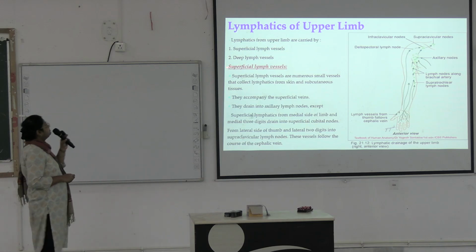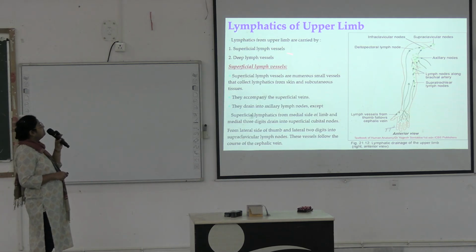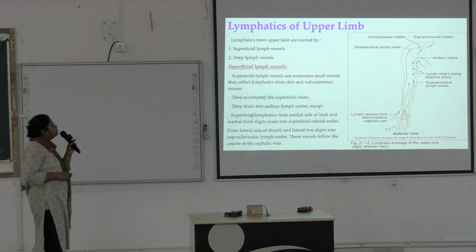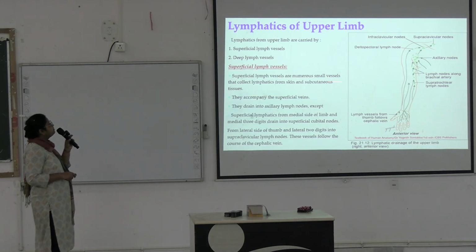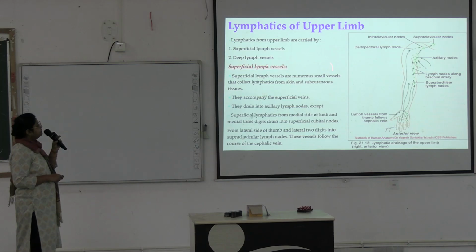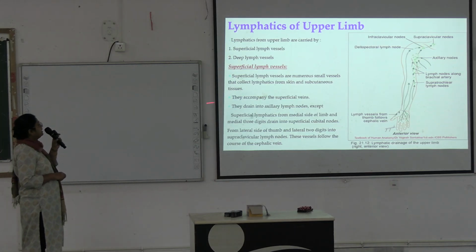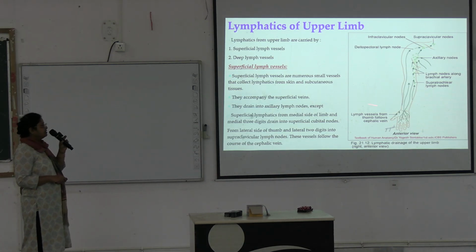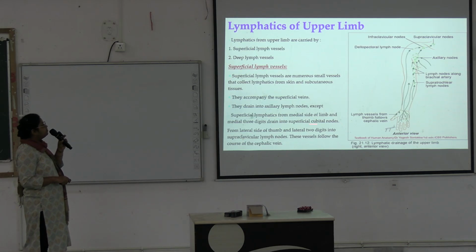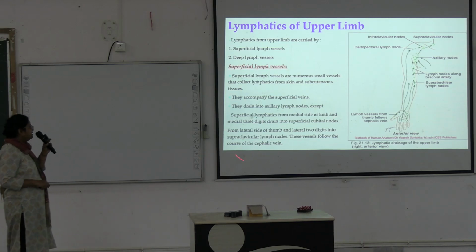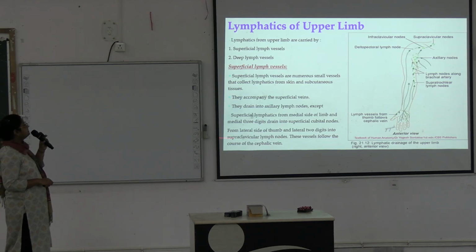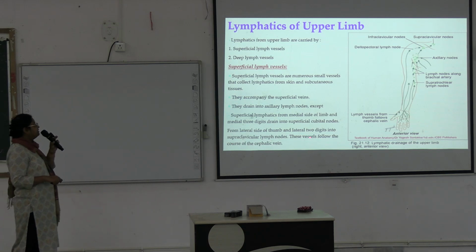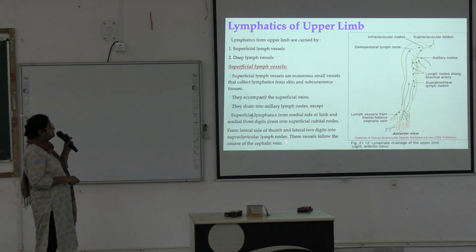So lymphatics from the upper limb are carried by the superficial lymph vessels and deep lymph vessels. Superficial lymph vessels are numerous small vessels that collect the lymphatics from the skin and subcutaneous tissues, and they accompany the superficial veins and drain into the axillary lymph nodes. Except the superficial lymphatics from the medial side of the hand and medial three digits drain into the superficial cubital nodes. From the lateral side of the thumb and lateral two digits, they drain into the supraclavicular lymph nodes, and these vessels follow the course of the cephalic vein.